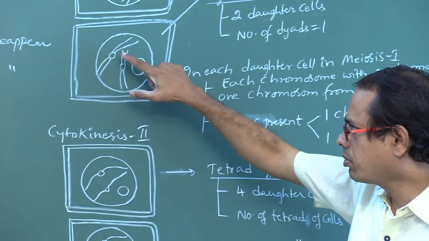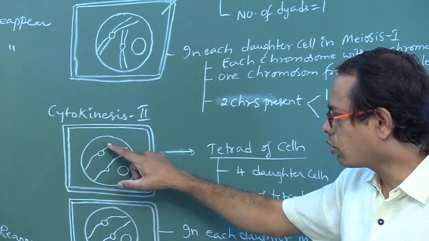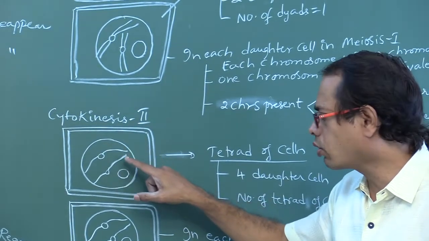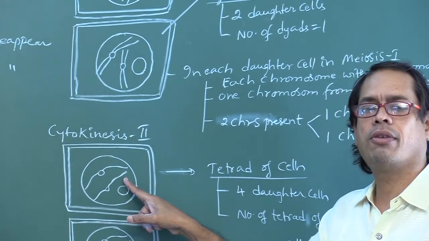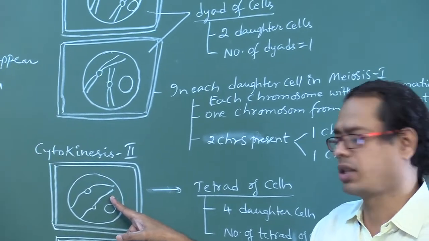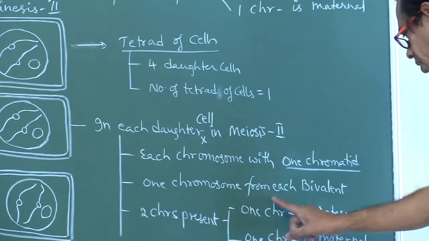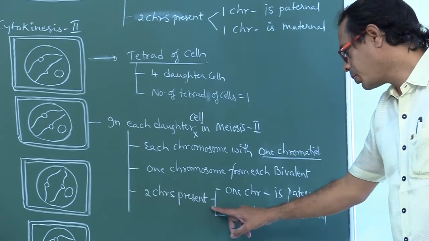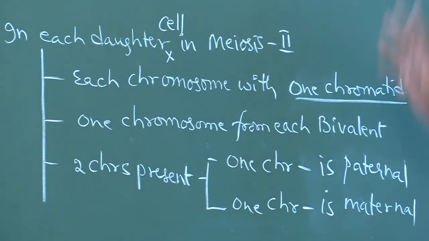Here 1 chromosome belongs to paternal, another chromosome belongs to maternal. Here also 1 chromosome belongs to paternal, another chromosome belongs to maternal. So paternal means from father, maternal means from mother. Each chromosome with 1 chromatid, 1 chromosome from each bivalent, 2 chromosomes present. 1 chromosome is paternal, other chromosome is maternal.